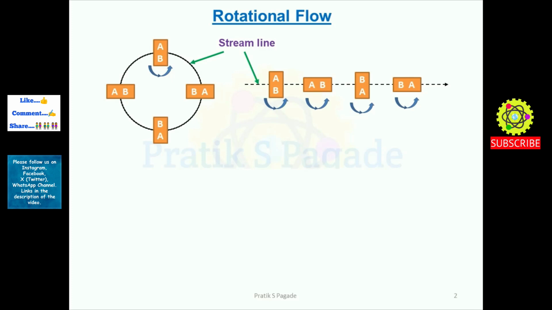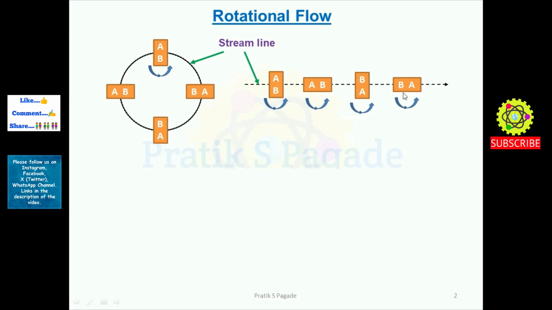A comes to the leftward position and B to the rightward position. Now at the third position, B is at the top and A is at the bottom, and at the fourth position, A is on the right-hand side and B is on the left-hand side. That's why, while this fluid particle is flowing in the streamline, it is also rotating about its own axis.